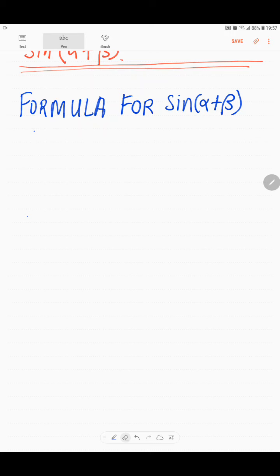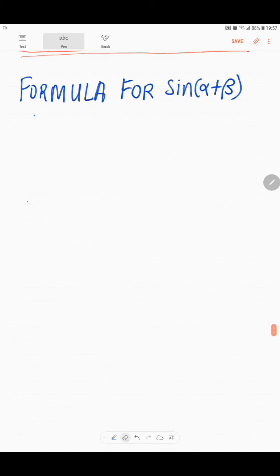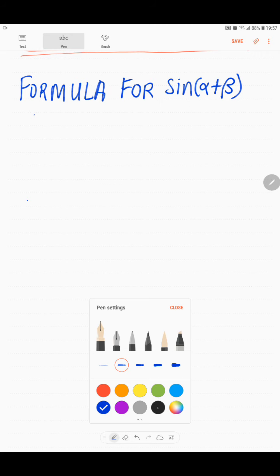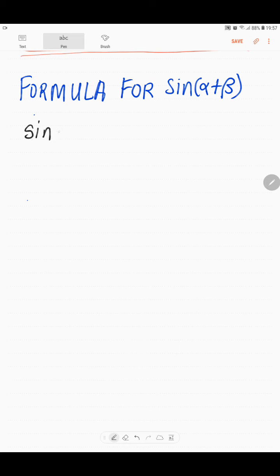And here we are with deriving the formula for the compound angle sine alpha plus beta. And from grade 11, what we do know, just to go back a little bit, is that the co-function of sine theta is equal to cos 90 minus theta in the first quadrant.